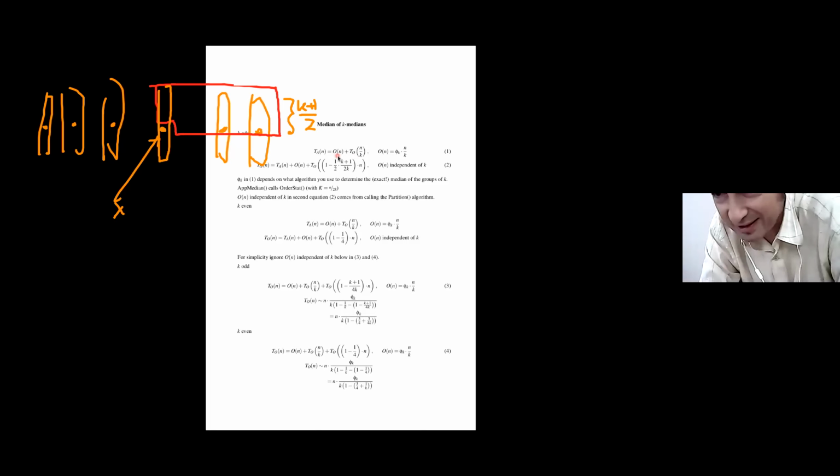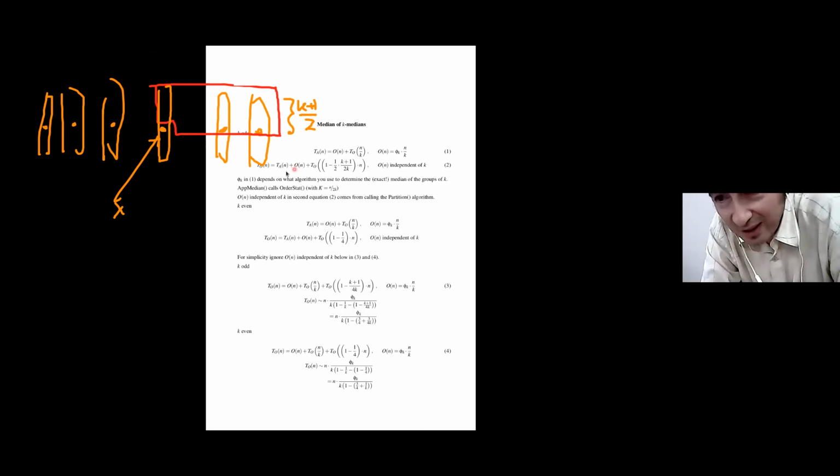And I said that, as long as you don't care about constants, it doesn't matter what algorithm you use to determine this median. But to be more precise, let us say that we need phi of k operations to determine the median in a group of k. So then you will have n over k groups times phi of k operations, so you will have this complexity of determining this.